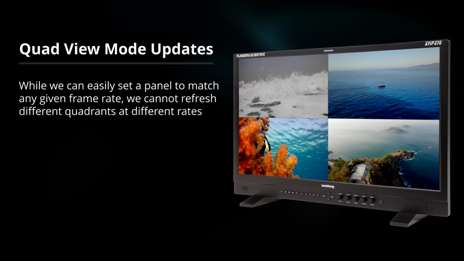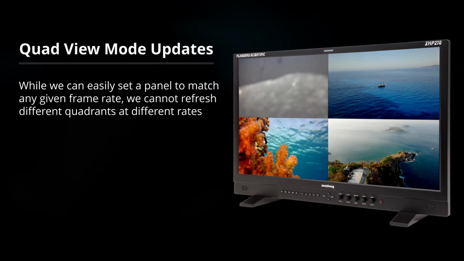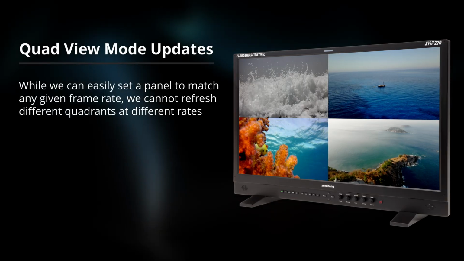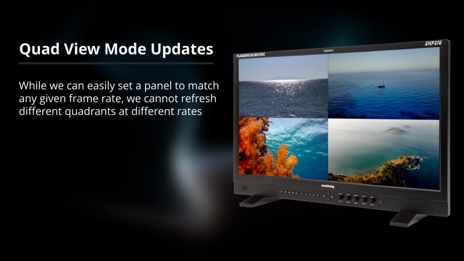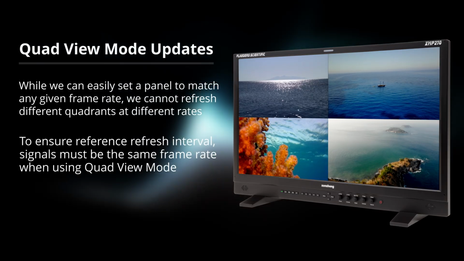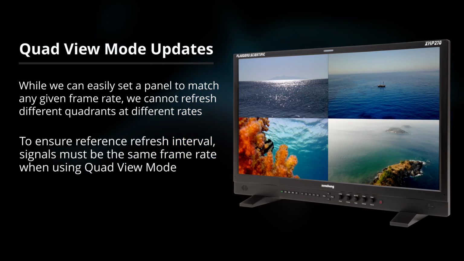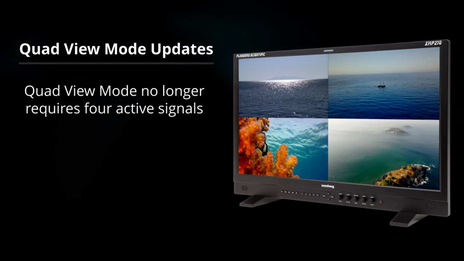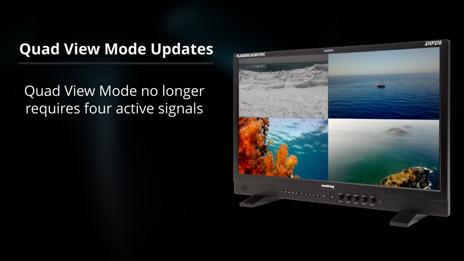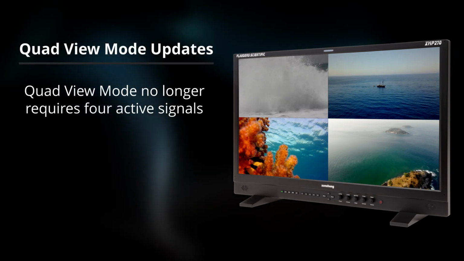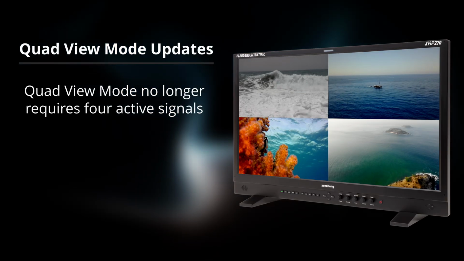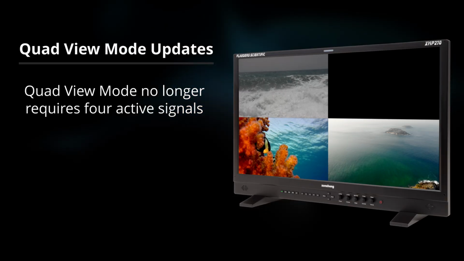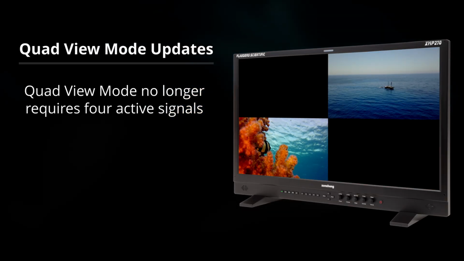While we can easily set a panel to match any given frame rate, what we cannot do is refresh different quadrants of the panel at different rates. With this in mind, to ensure that we can continue to always refresh at a reference interval of the incoming signal, and can do so with minimal latency, the signals must be the same frame rate when using Quad View mode. Another update to Quad View mode is that you now no longer need to have 4 active signals going to the monitor to enter this viewing mode. Previously, empty inputs were not supported, but in this latest build, you can now view 2, 3, or 4 signals on screen at the same time. Any missing signals will simply be shown as a black quadrant when using Quad View mode.